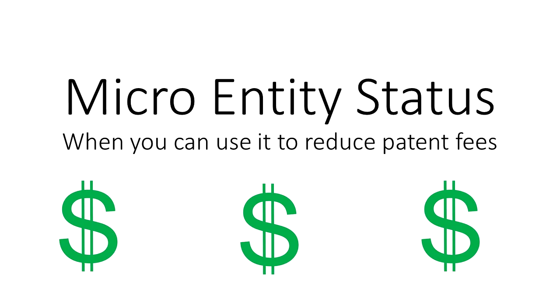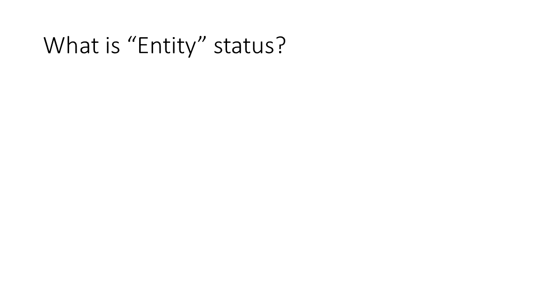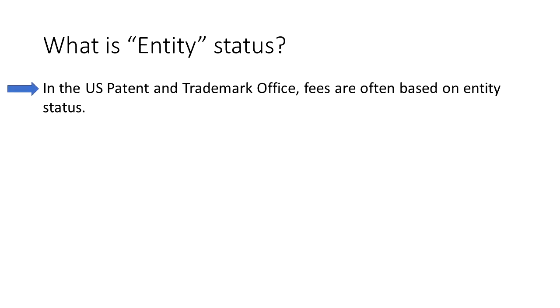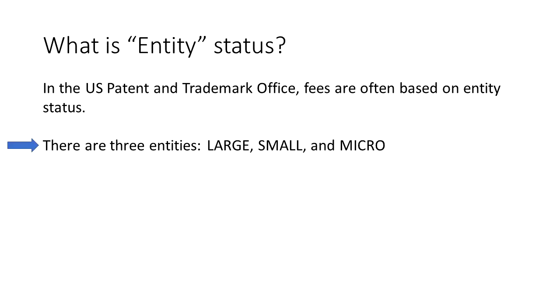Today we are discussing the topic of micro-entity status and when it can be used to reduce patent fees. So first, what is entity status? Fees for filing applications and maintaining patents are often based on entity status. The default status is large entity. An example of such an entity would be a company like Microsoft or General Motors.